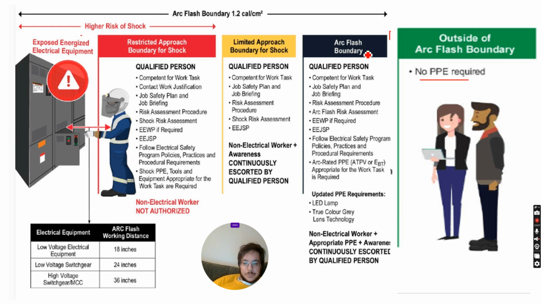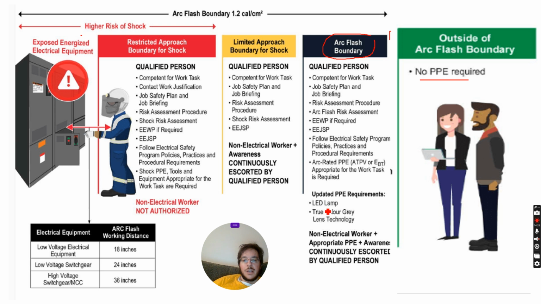Now, within the arc flash boundary, you can be burned, a second-degree burn, which means your skin will be cooked like crispy chicken. Now, to get in here, you must have PPE, and you must be an electrician, or you have to be escorted by an electrician.